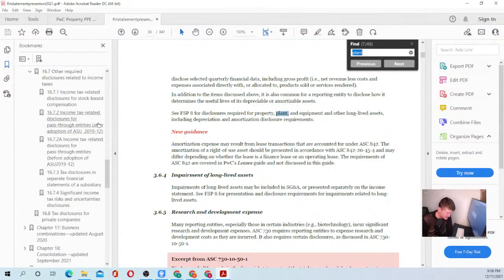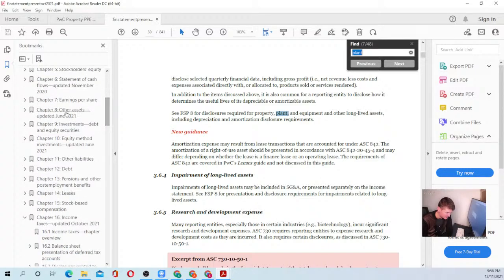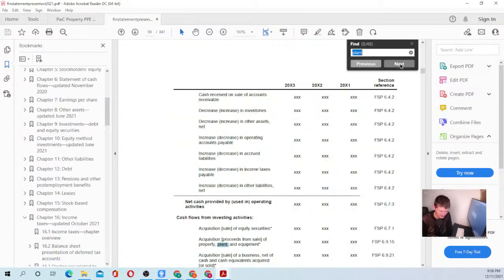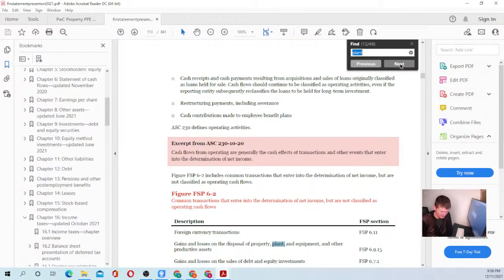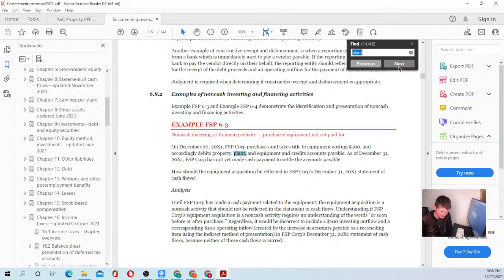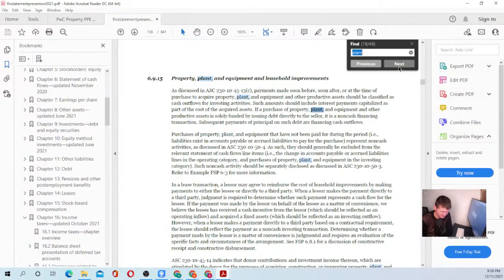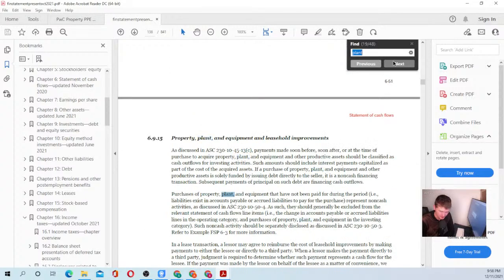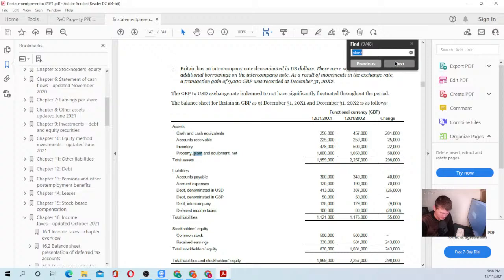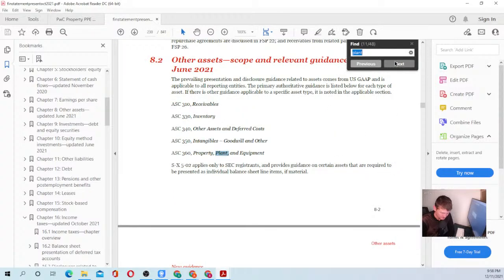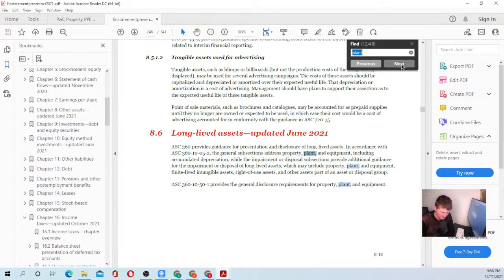FSP 8. So let's see what is FSP 8. Okay, we will find it here. So this is cash flow. We are looking for chapter 8. So this still relates to the cash flow statements. Contribution. Other assets. Long lived assets.